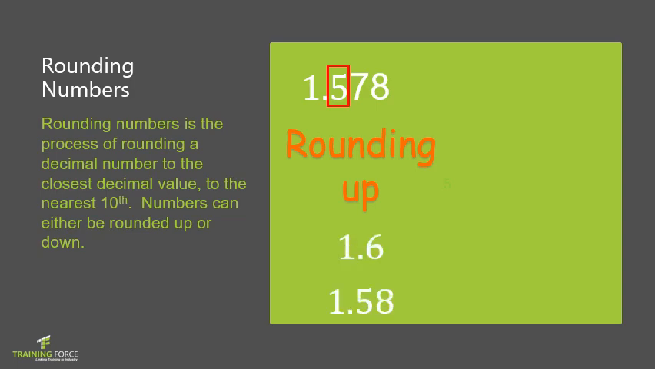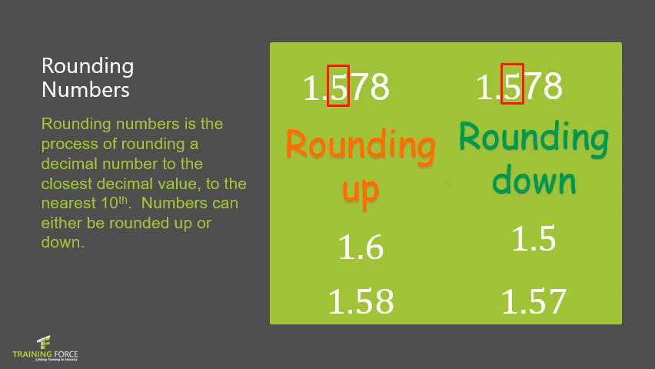If we wanted 2 decimals, it would be 1.58. If we're rounding down, the same process will apply. The only difference is we'll use the lesser value rather than the increased value. So our value then will be 1.5, and if we had 2 decimals, it would be 1.57.